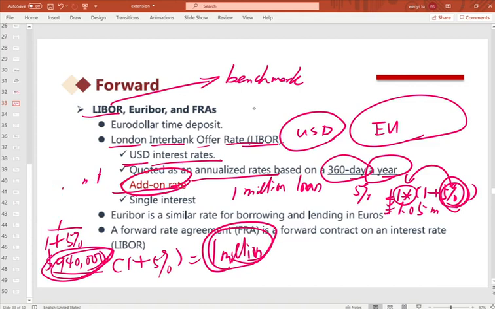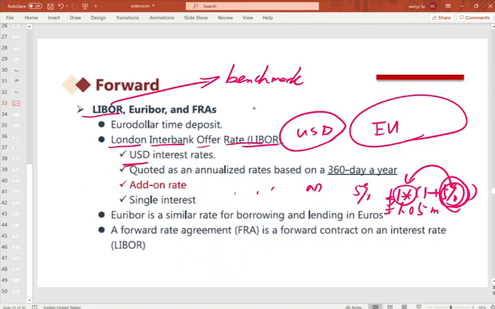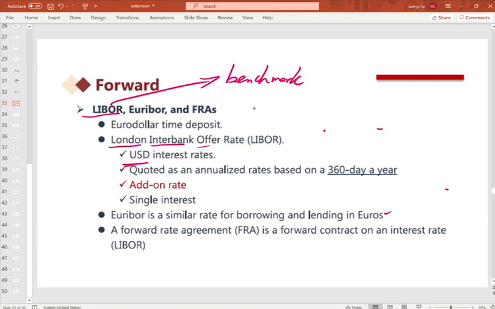And for LIBOR, be careful, it's also not a compounding interest, but a single interest. What's single interest? If you forget this one, we saw it before in the Principles of Financial Management course. A single interest means the interest will not be compounded. It will be exactly the same percentage or same amount for every month.